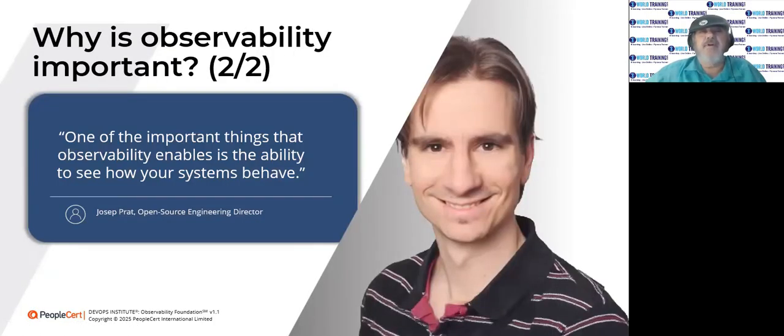So again, why is it important? One-liner here from Joseph Pratt at Open Source Engineering. He said, one of the important things that observability enables is the ability to see how your systems behave. So that's yet another flavor of a definition, if you like.